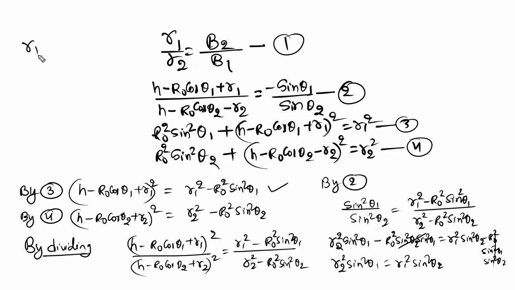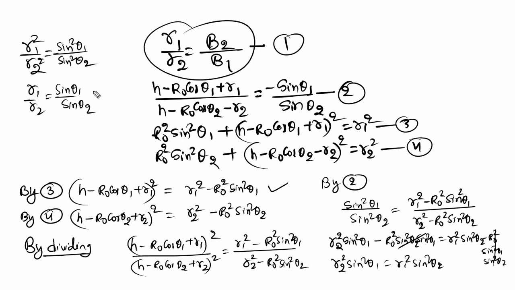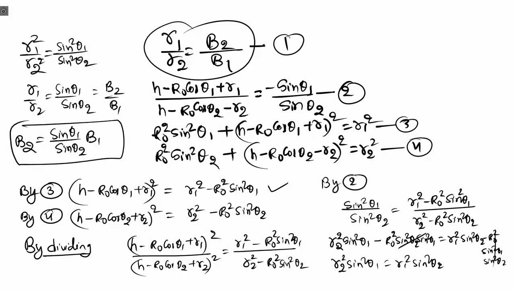So R1 over R2 squared is basically sine squared theta 1 over sine squared theta 2, so R1 upon R2 is sine theta 1 over sine theta 2. But we know that R1 upon R2 is also equal to B2 upon B1. So from here B2 is equal to sine theta 1 upon sine theta 2 times B1. So that is going to be our answer.